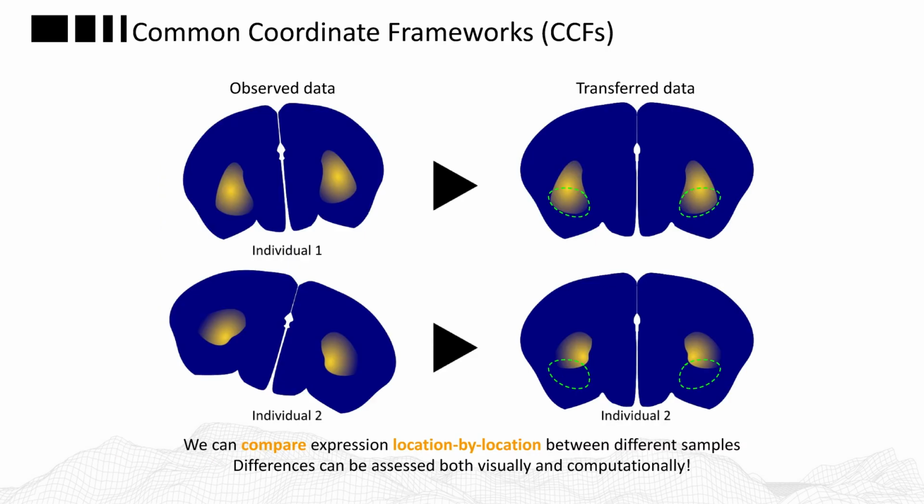And I've tried to illustrate that in this image here, where we can see how we have observed data in one column and the transfer data in the other column. And the key advantage here of us transferring information from the observed data to the reference is that we now can compare the expression location by location between the different samples, because all of the physical locations now represent the very same position. And this means that differences can be assessed both visually and computationally between the different individuals here. And these different individuals could represent, for example, different ages or perhaps case versus control.